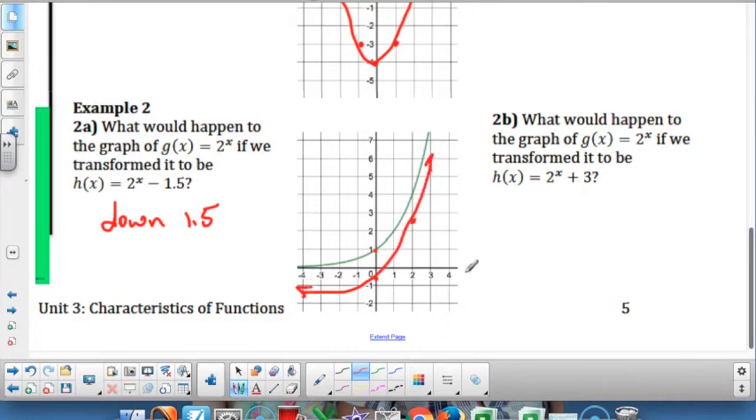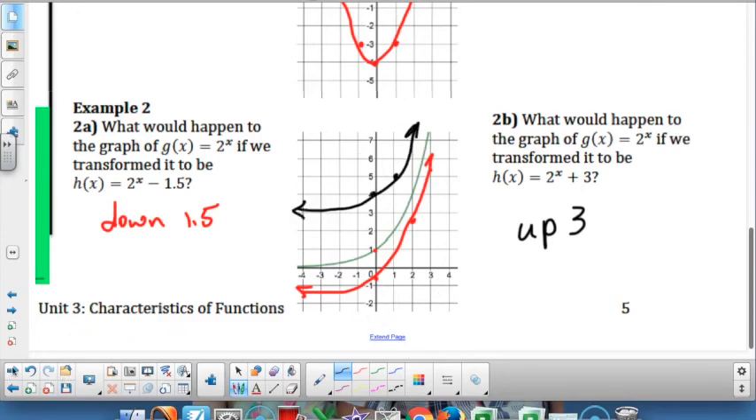Okay, this one over here, what would happen to the graph 2 to the x if we transformed it to 2 to the x plus 3? Well, because I'm adding, this is going to be up 3 units. So same thing, I'm going to take this ordered pair and I'm going to go up 3 units. I'm going to take this ordered pair and go up 1, 2, 3 units. So this graph then ends up looking like this.